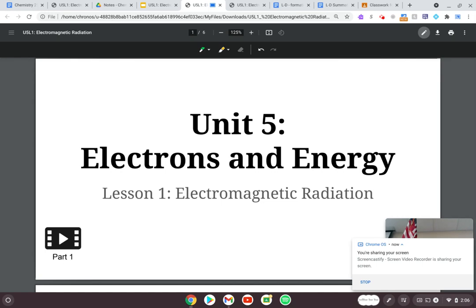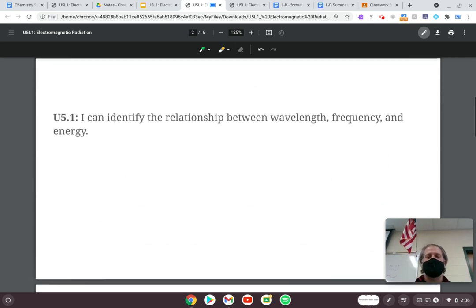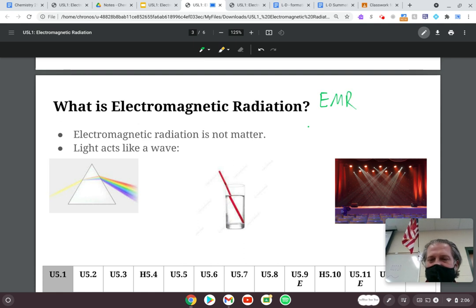Okay, so Unit 5, which is what we're going to start today, and will take us mostly up until winter break, is about electrons and energy, and we're going to talk a little bit about that today and some really basic stuff. One of the things we're going to talk about today is something called electromagnetic radiation. It is sometimes abbreviated EMR, because electromagnetic and then the radiation part.